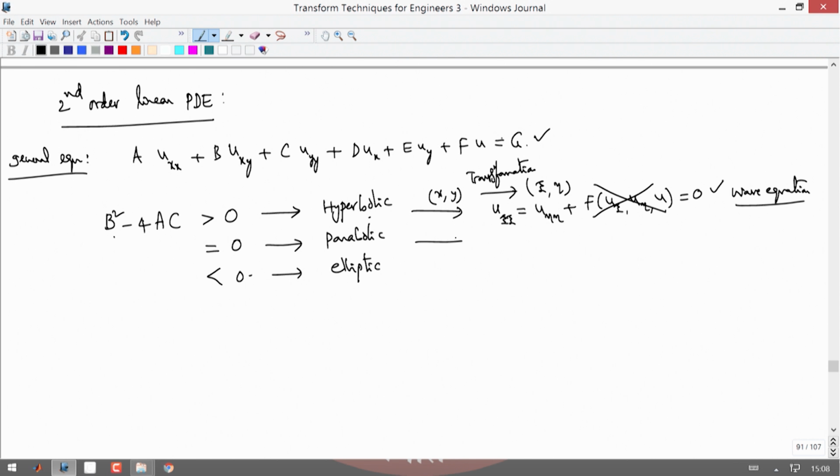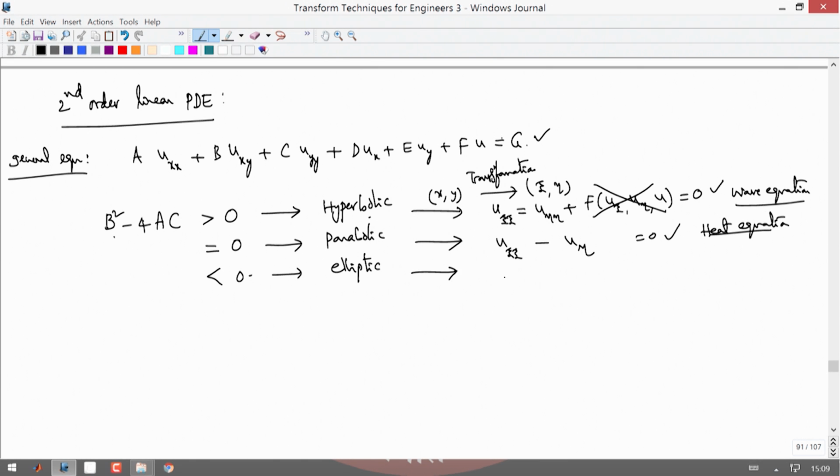Now in the parabolic case, when the discriminant is 0, you have a transformation from x, y to xi, eta, so that you get u_xi xi or u_eta eta equal to lower order terms, a function of u_xi, u_eta and u. This is the parabolic type of equation, the canonical form, and if you remove the lower order terms, the typical equation is u_eta equal to u_xi xi, and this is your heat equation.